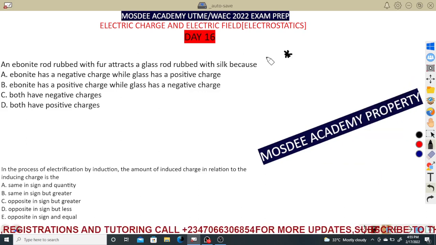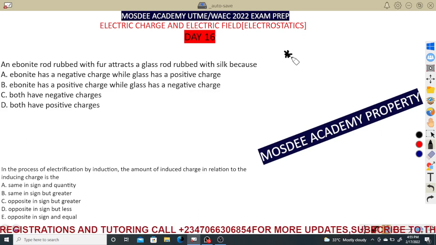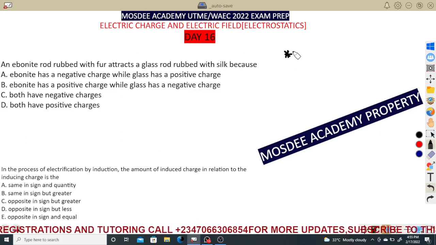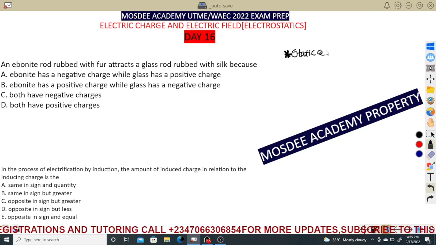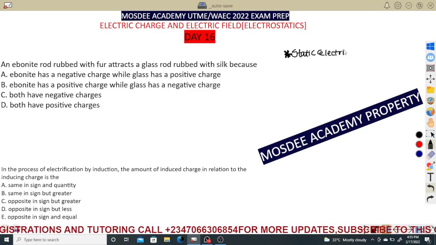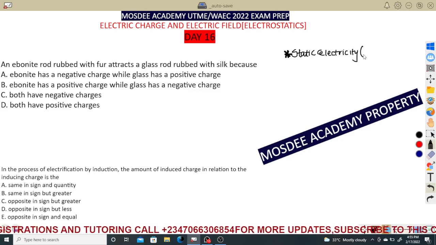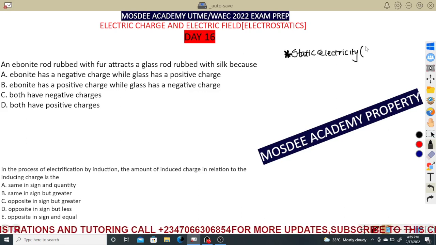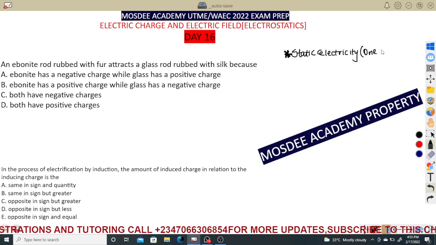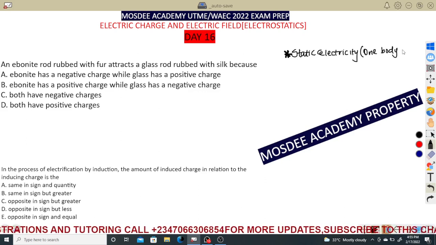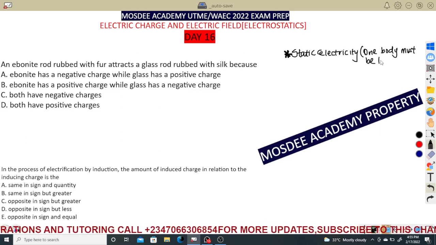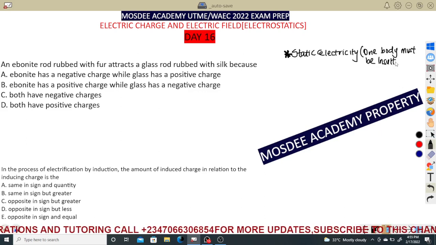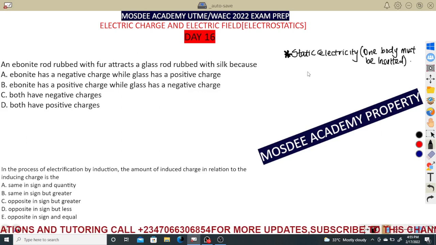And to understand this, we talk about static electricity. If you talk about static electricity by friction, you just need to understand that one body must always be insulated. Like I said, I'm not going to talk too much. I'll only focus on what is needed.